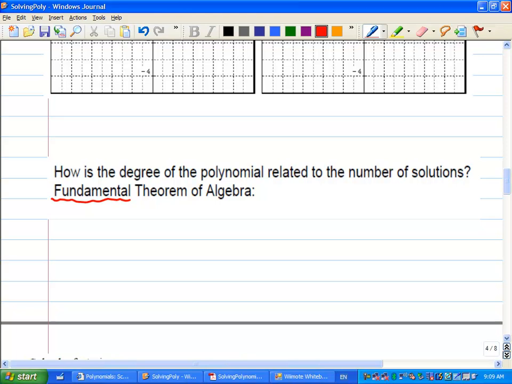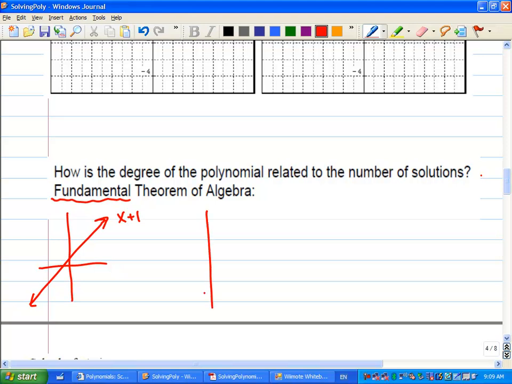So the fundamental theorem of algebra asks how the degree of a polynomial is related to the number of solutions. What do you think? So let's take a look at what we know already. What kind of equation is this? What would you call it? Or what would you call the picture? Linear, or a line, right? So let's just say this was the line x plus 1.